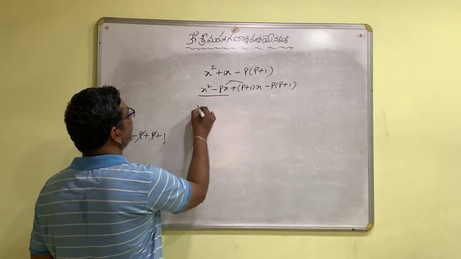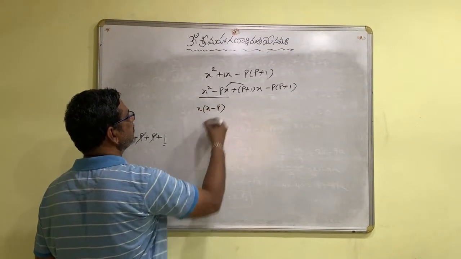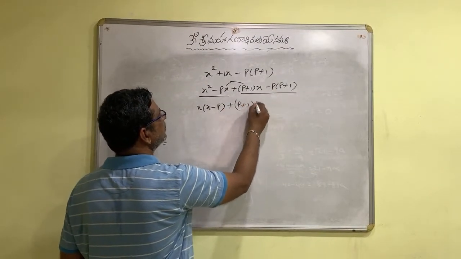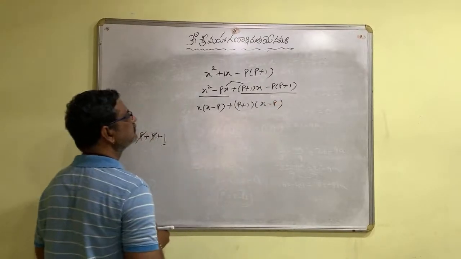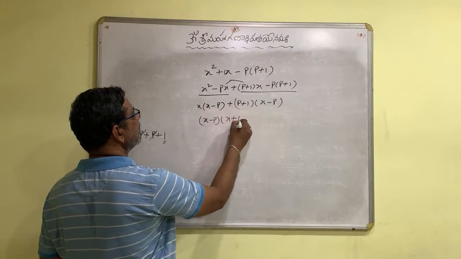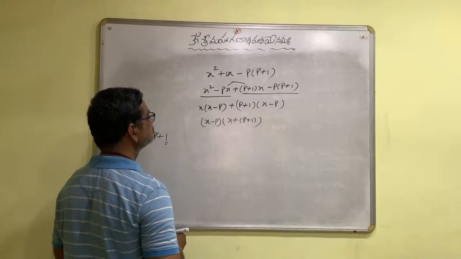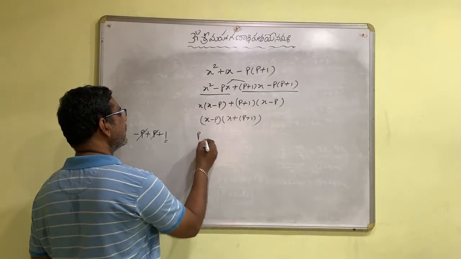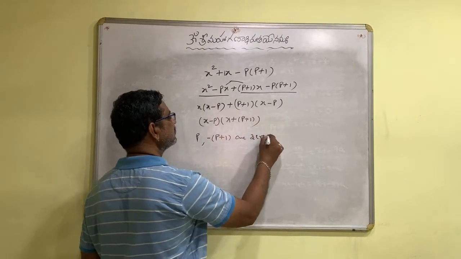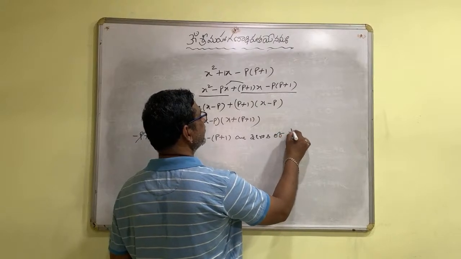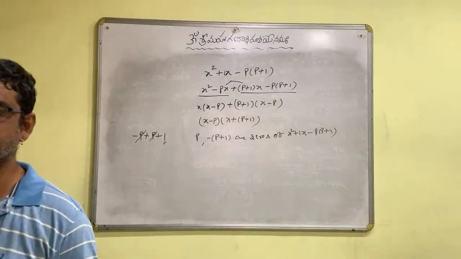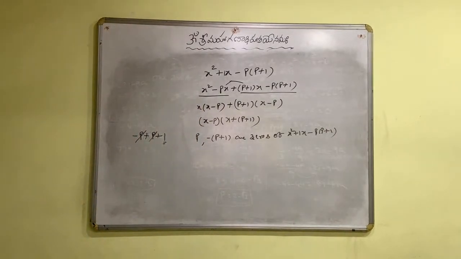Now from these two we can take common x, so x plus, x minus p remaining. And from these two we can take common p plus 1, x minus p remaining. Again x minus p is common, remaining x plus of p plus 1. So p comma minus of p plus 1 are zeros of x square plus 1x minus p into p plus 1. They are the zeros.